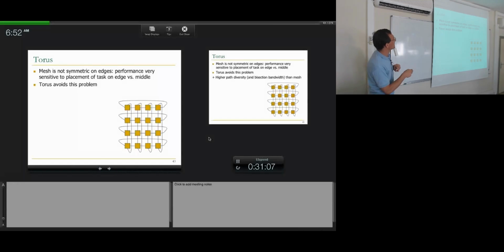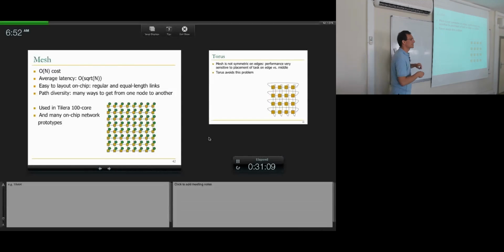Because of this, performance becomes very sensitive to placement of the task. If you place a task over here, it has very few places to communicate. If you basically halve its communication bandwidth. Whereas if you place the task here, its bandwidth is much higher, right?